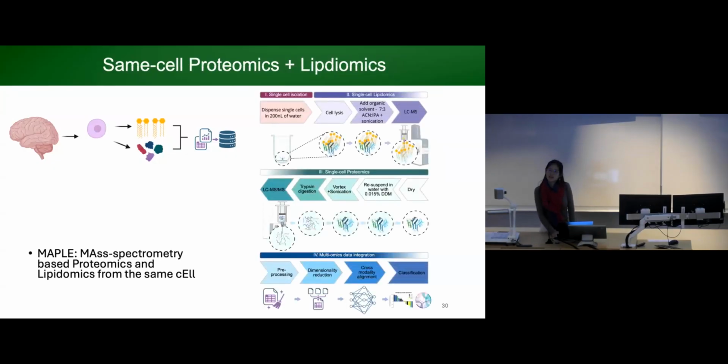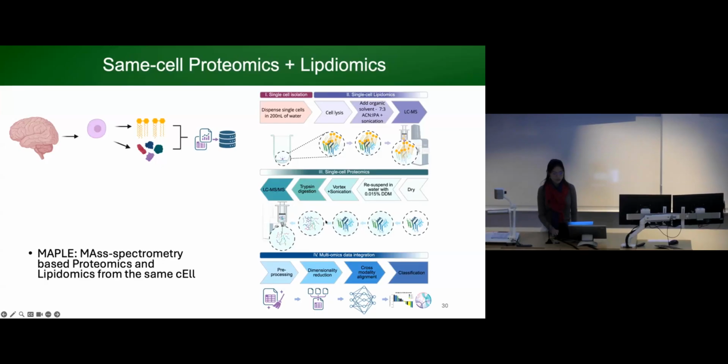But the idea is we're going to drop the cell in 200 nanoliters of water, then we do a quick lipid extraction first, and whatever remains will then be processed for proteomics. I won't go into too much detail.